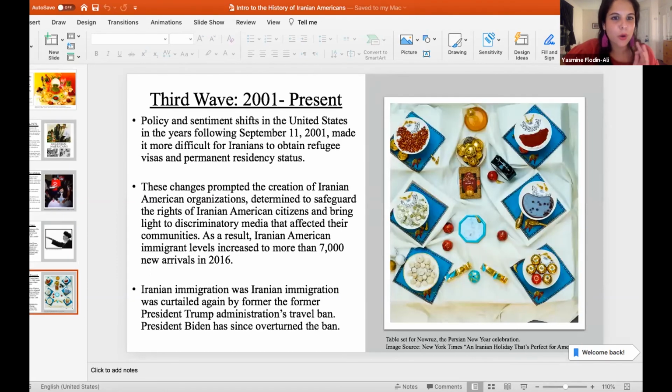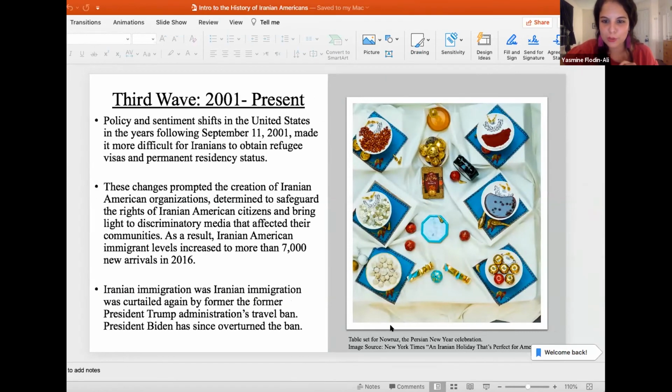And then we've got a note on our present wave, which also includes another Nowruz table just for fun. There are also some parts of this curriculum that include notes on Iranian Americans in North Carolina, which I think will help be a little bit more tangible to those of you who are in North Carolina for students to think about.